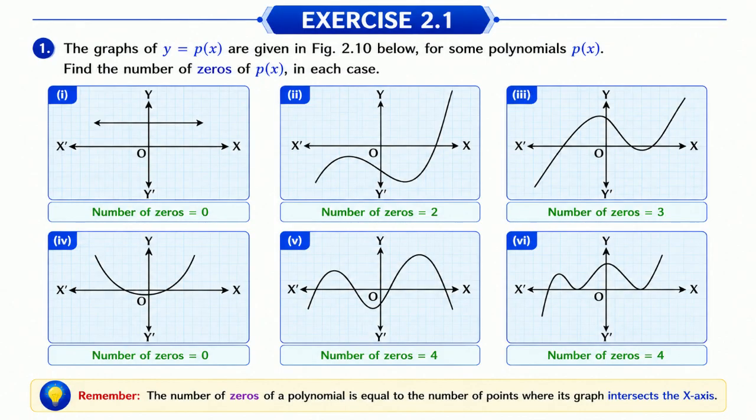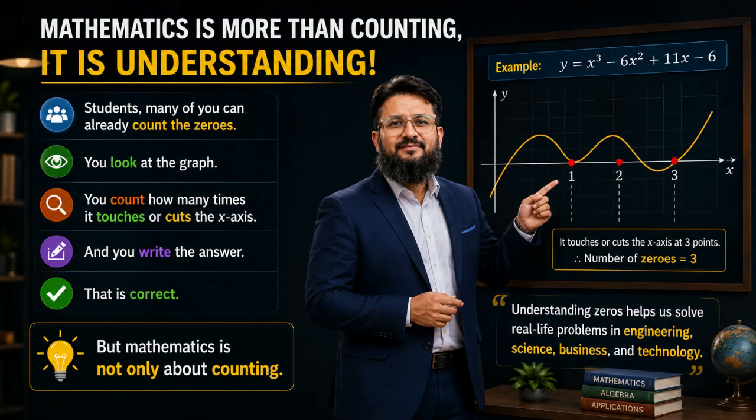Exercise 2.1, question number 1. The graphs of y equals p(x) are given in figure 2.10 below. For some polynomial p(x), find the number of zeros of p(x) in each case. Students, mathematics is more than counting. It is understanding. Students, many of you already count the zeros. You look at the graph, you count how many times it touches or cuts the x-axis, and you write the answer. That's correct. But mathematics is not only about counting.